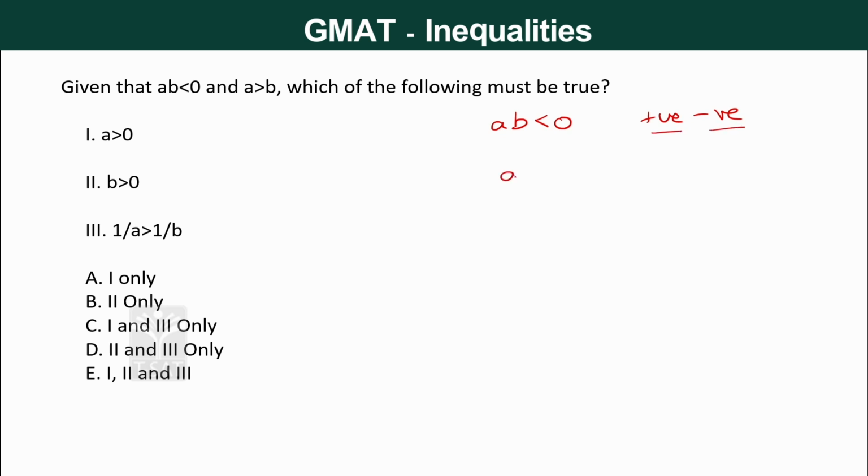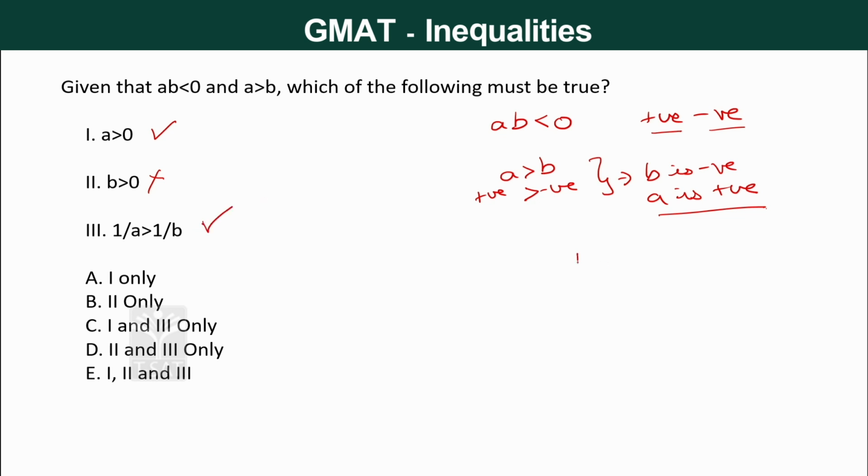And here now they are saying A is greater than B. So obviously the positive number will be greater than the negative number by default. So now we can clearly say that B is negative and A is positive. Now they are asking which of the following is true. A is greater than 0, A is positive, yes, that is correct. B is greater than 0, no, B is not positive, B is negative, it is less than 0. Then they are saying 1 by A is greater than 1 by B, that is also correct.